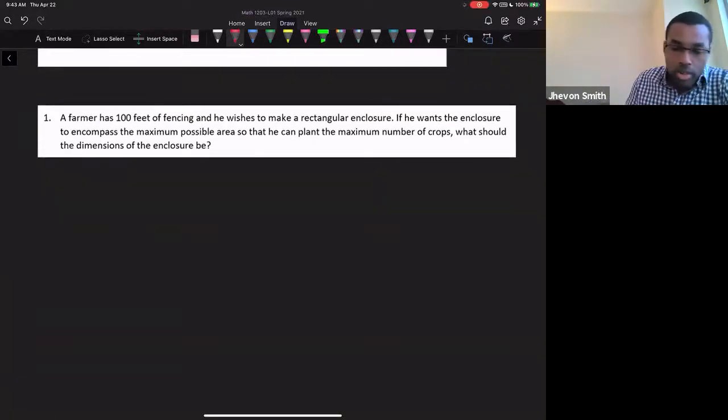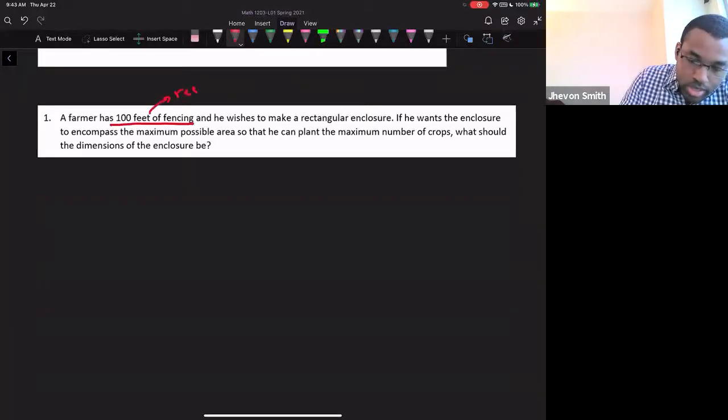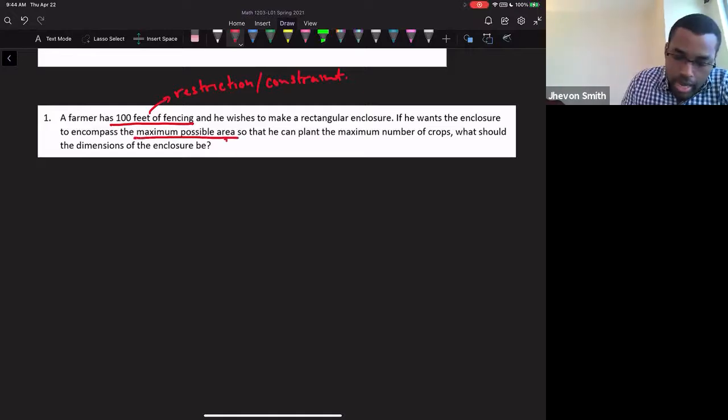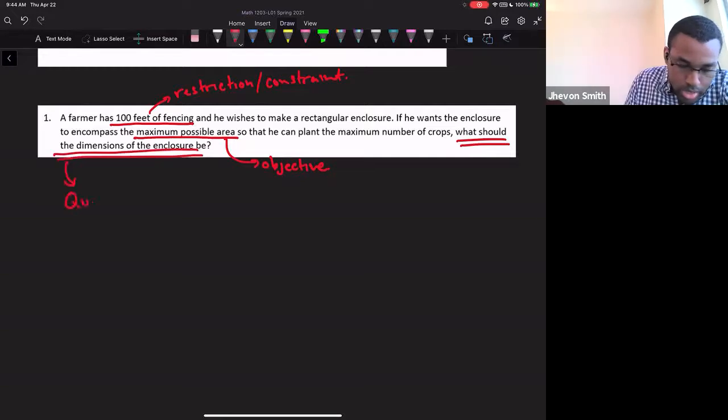Why? You have a restriction, 100 feet of fencing. That's your restriction, or constraint, as you would call it. He wants to make a rectangular enclosure. What does he want to do? He wants it to have the maximum possible area. That is the objective. Right? You need to maximize area. Now the question also asked, what should the dimensions be? So this is the question you must answer.